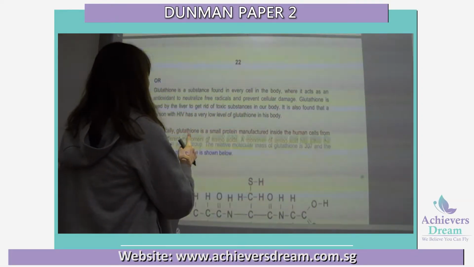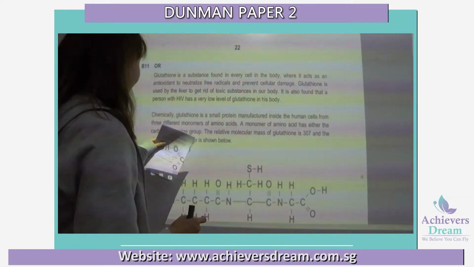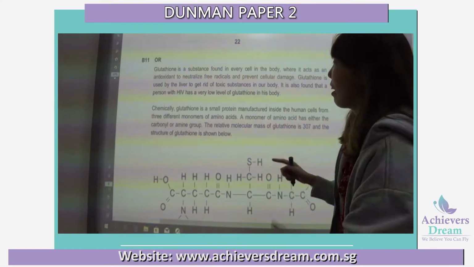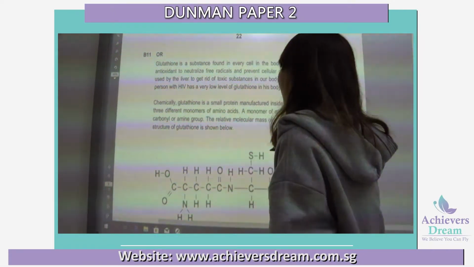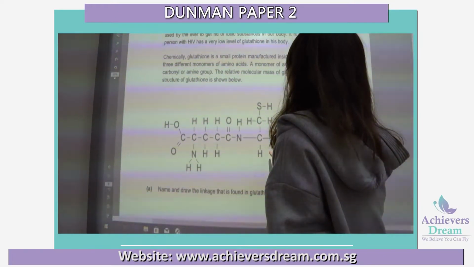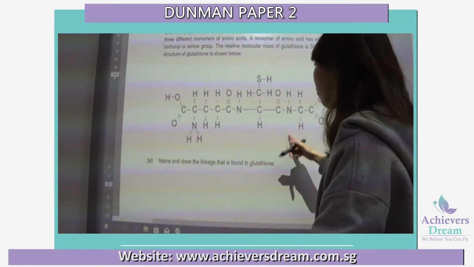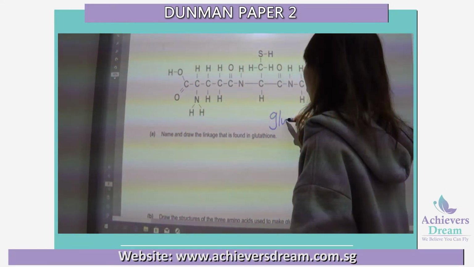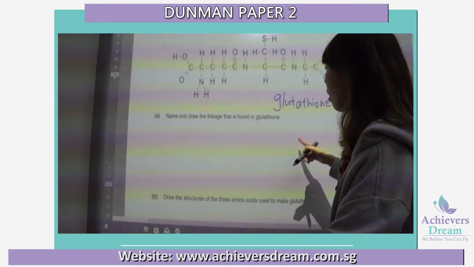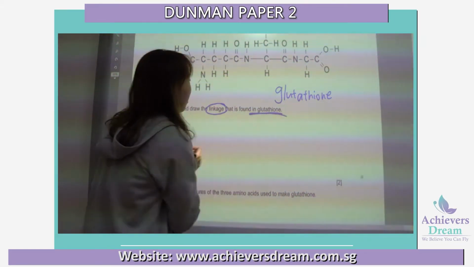Okay, so now for B11, glutathione is a substance found in every cell in the body where it acts as an antioxidant to neutralize your free radicals and so on. The important thing is, this is the structure for glutathione.